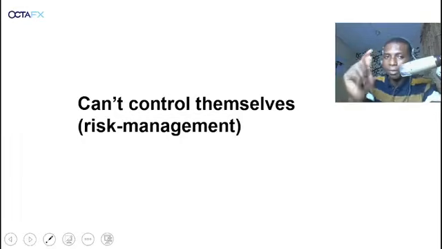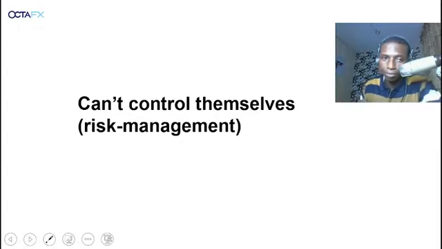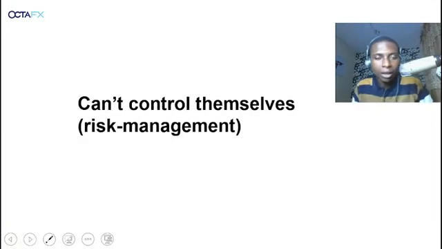Also, now the fourth one I'll talk about. Novice traders can't control themselves. Do you know something? I'm sure many of you would have experienced this as a novice trader. You would always want to be in a trade. That's one thing about novice traders. They are always eager to be in a trade. They want to take a trade. They want to be in a position.